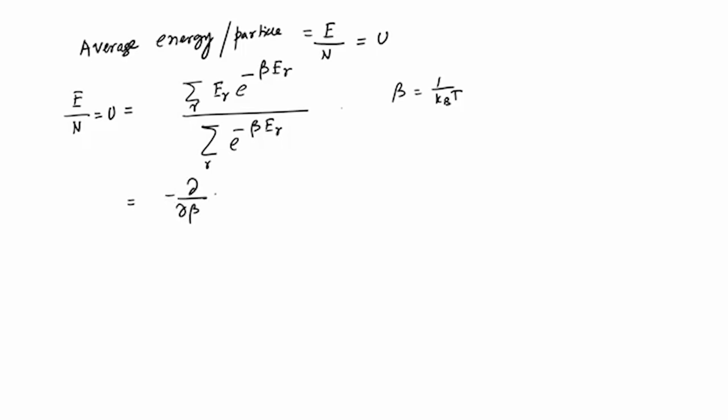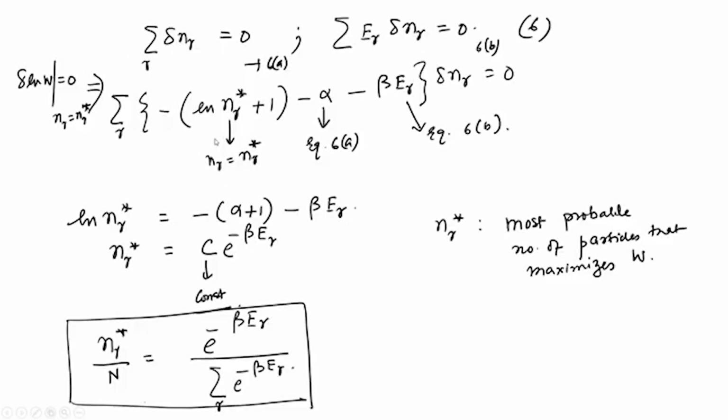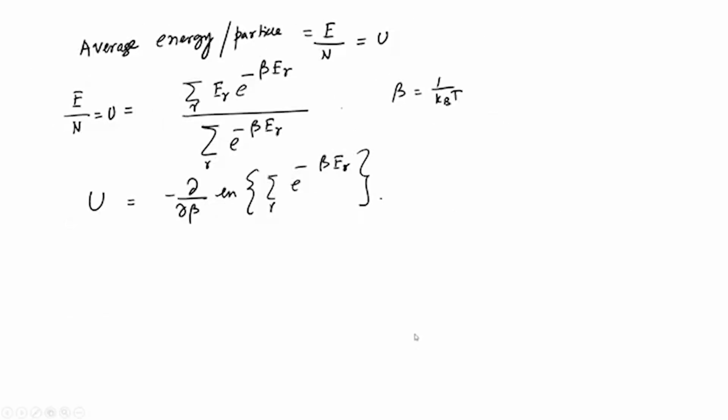All right. Now, a little manipulation can be done in order to write this. So, this is minus del by del beta of log of the sum over R exponential minus beta ER. That is the expression for U, and this is an important expression for the internal energy of the system. Let me write this as equation 7 and this as equation 8. So, this is the internal energy of the system.